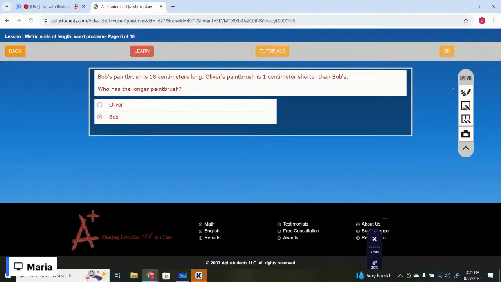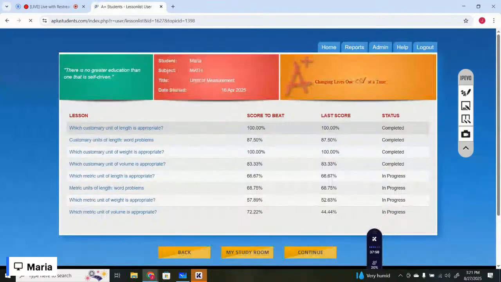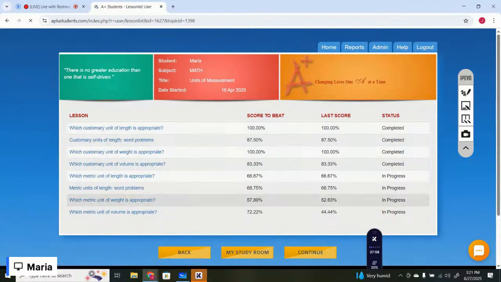Okay, you can complete the lesson by yourself later today. Let's move on to the next lesson. The next lesson is which unit of weight is appropriate.